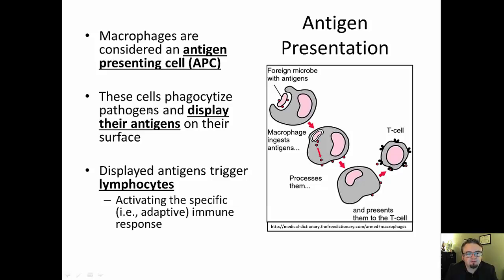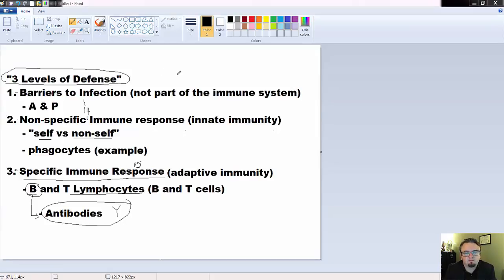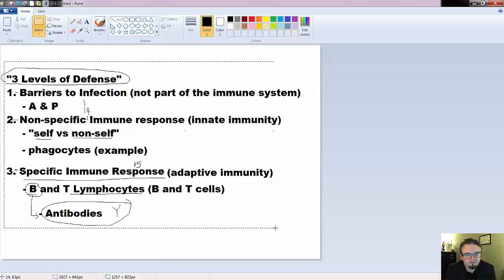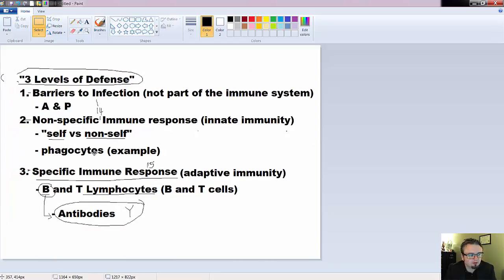Macrophages are a key cell that bridge the gap between the second and the third line of the immune system. So earlier I talked about the 3 levels of defense, the second level being the non-specific and the third level being the specific. Here's that diagram here. So we've got the second line and the third line. What macrophages are going to do is they're really going to trigger a connective kind of bridge, so to speak, between these 2 levels here.